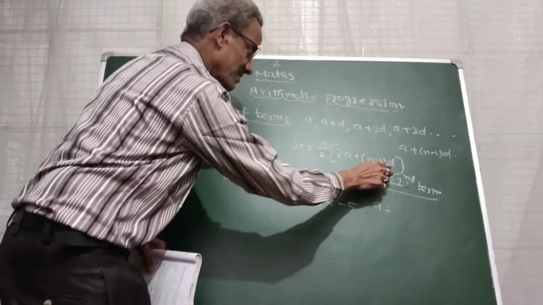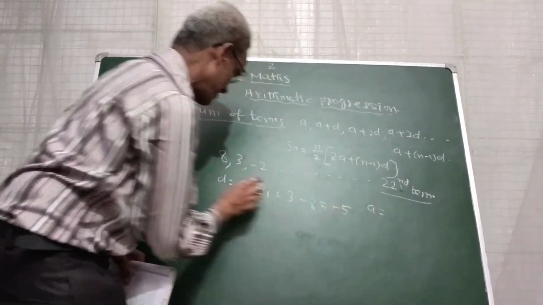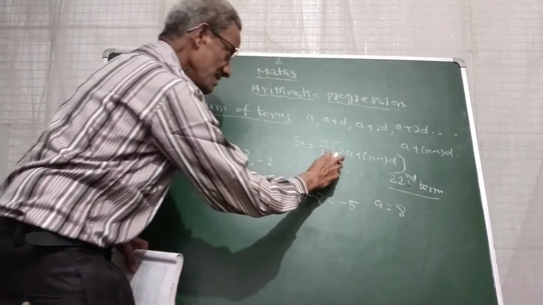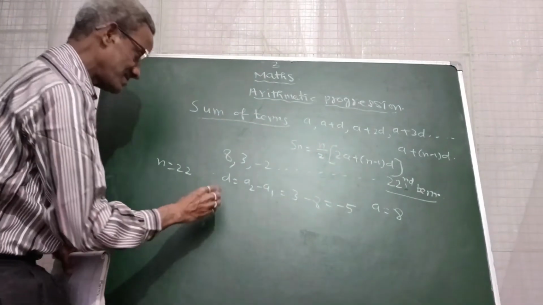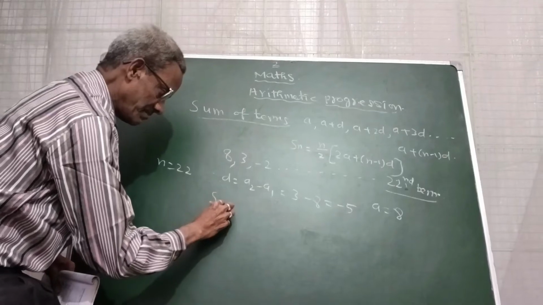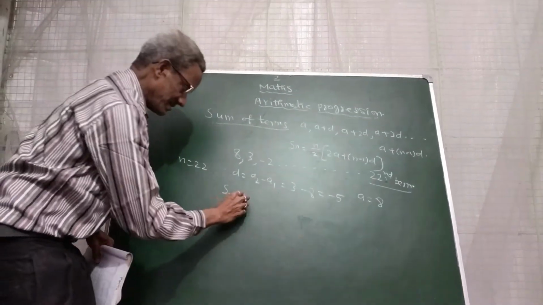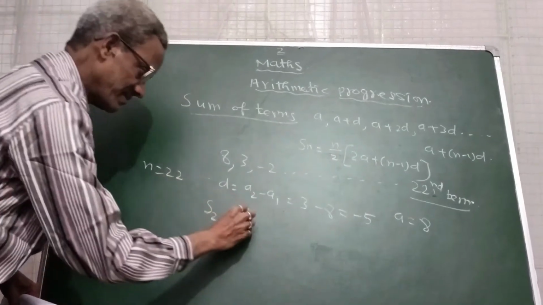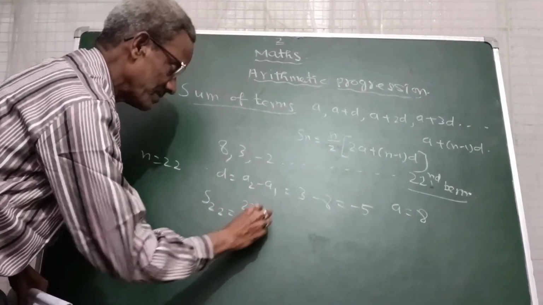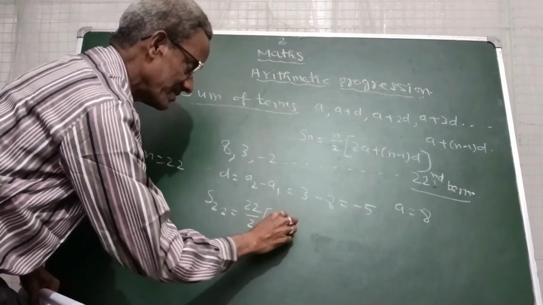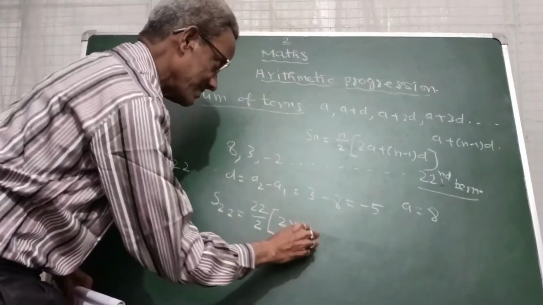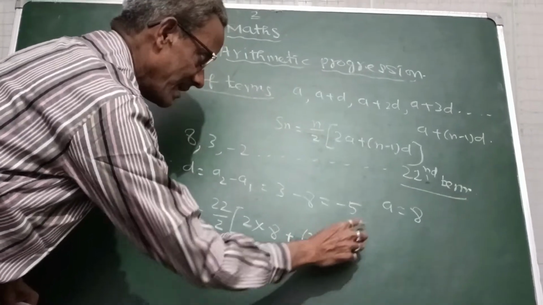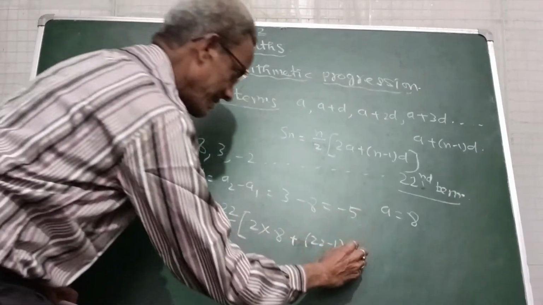The common difference value we got is minus 5, and the first term is 8. Now we have the entire set of values, and I am going to find the sum of 22 terms. By using this formula, n divided by 2: n value is 22, so 22 divided by 2, and then 2a, 2 into the first term value 8, plus n minus 1, that means 22 minus 1, and the common difference we got as minus 5.